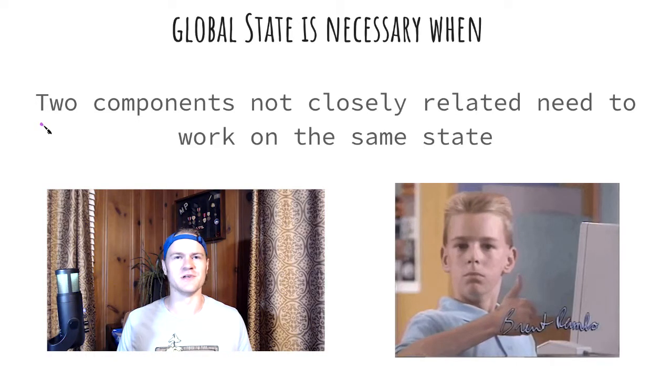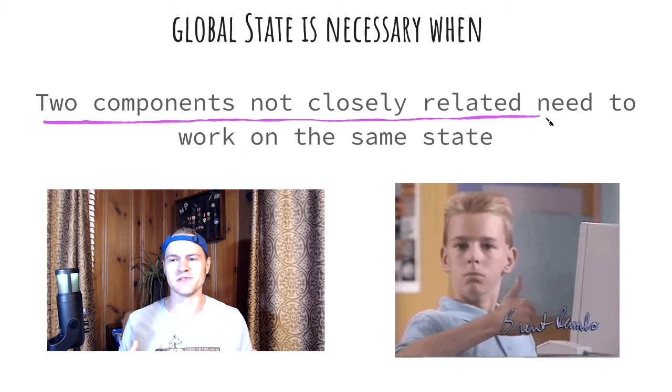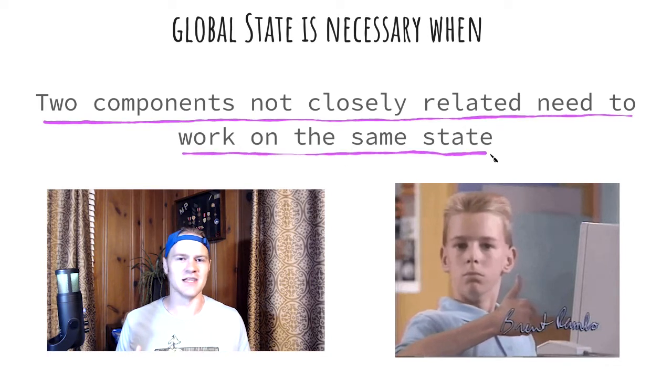I didn't touch on this at all, but there is definitely a time and place to use global state. I use global state all of the time. It's actually completely necessary if you have two components that aren't closely related on a component tree in a larger application, because there's just no way to have them communicate with each other, to operate on the same state, to read and write from it without some sort of global state management library. So that's when it's completely necessary.